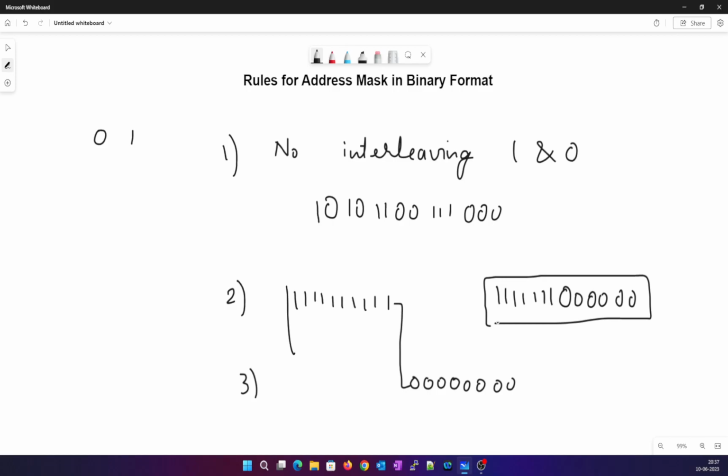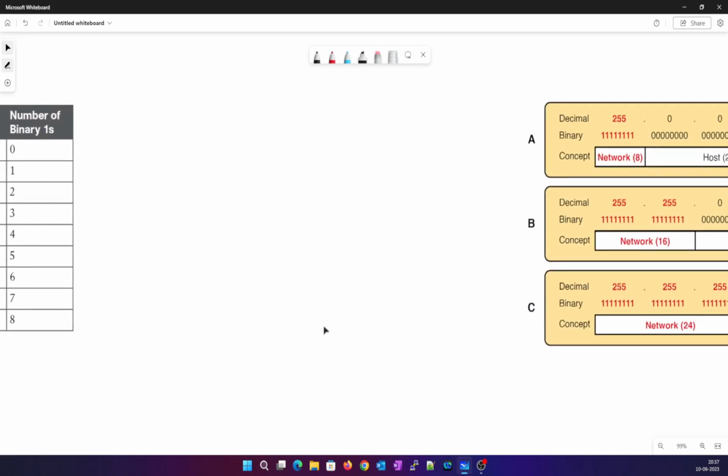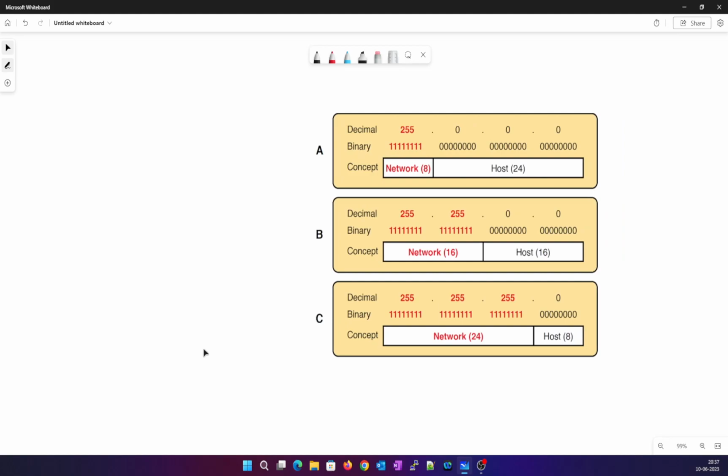Now, what do these ones mean and what do these zeros mean? These ones mean the network part or network bit, and zeros mean the host part or host bit. Let me make it a bit easier for you to understand. This is how a computing device sees a network bit and a host bit.